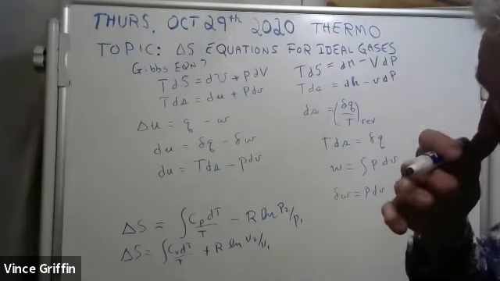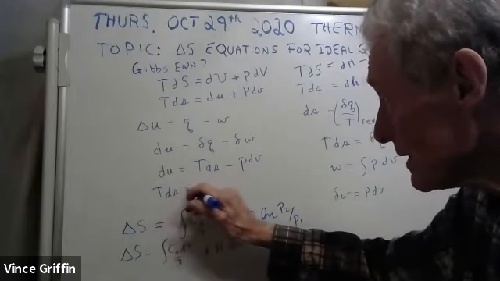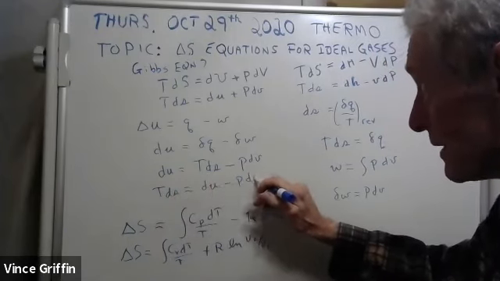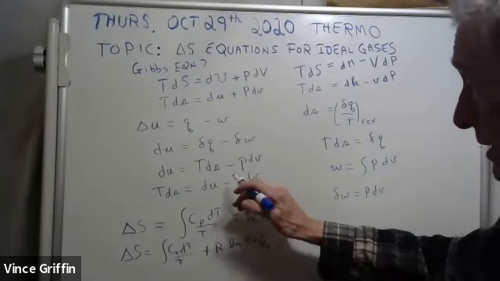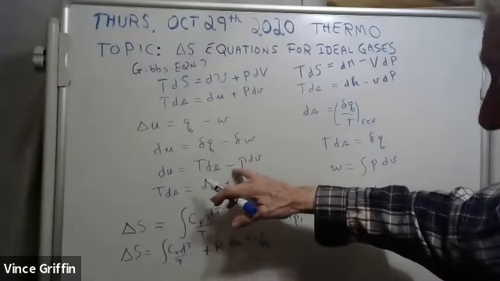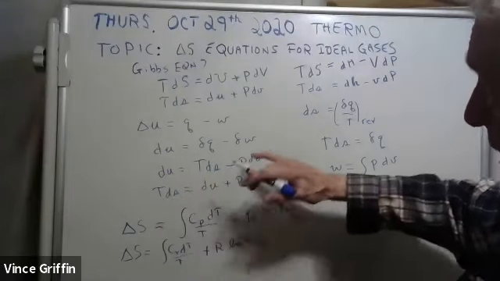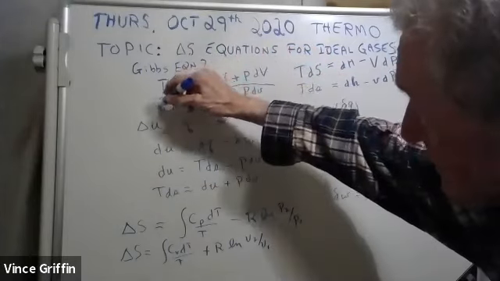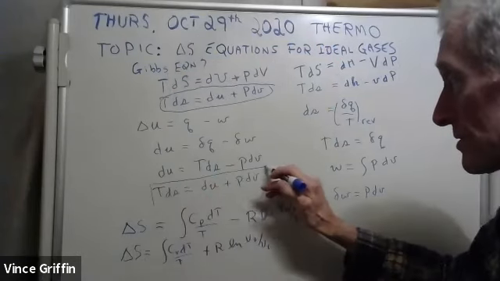Now what we're going to do is a tiny bit of algebra. We're going to go TdS is equal to du minus P dV. No, wait a minute, I did that wrong. du plus, there you go. I did my algebra wrong. When you go TdS equals du, you have to go plus that on the other side. Hey, we just got our Gibbs equation, didn't we? We just got our Gibbs equation. There it is.